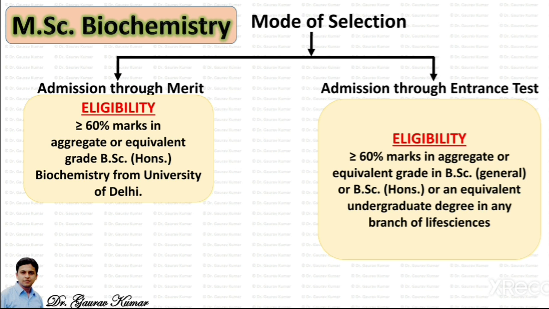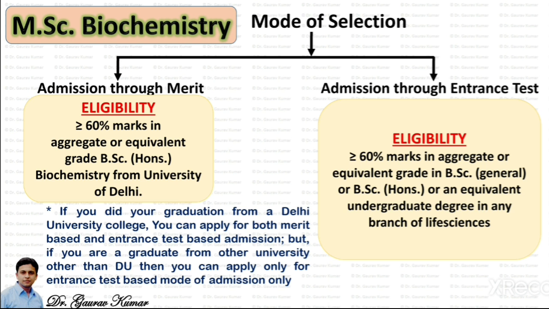And again here also I will say that if you did your graduation from a Delhi University college, you can apply for both merit based and entrance test based admission. In the Delhi University college also you have to be BSc Honors in biochemistry only. But if you are a graduate from a university other than DU, then you can apply only for the entrance test based mode of admission.